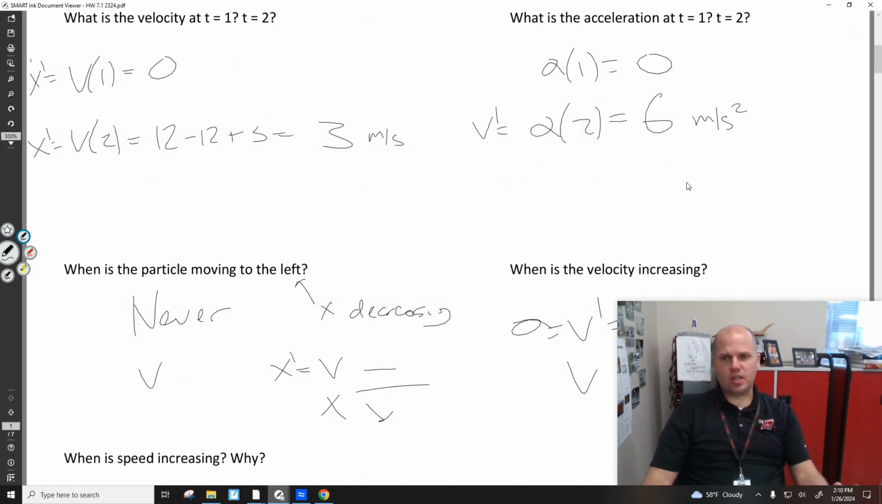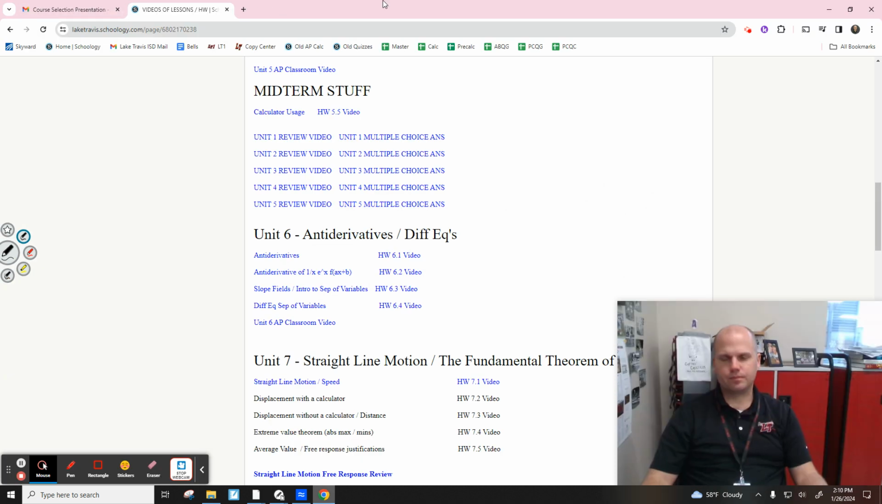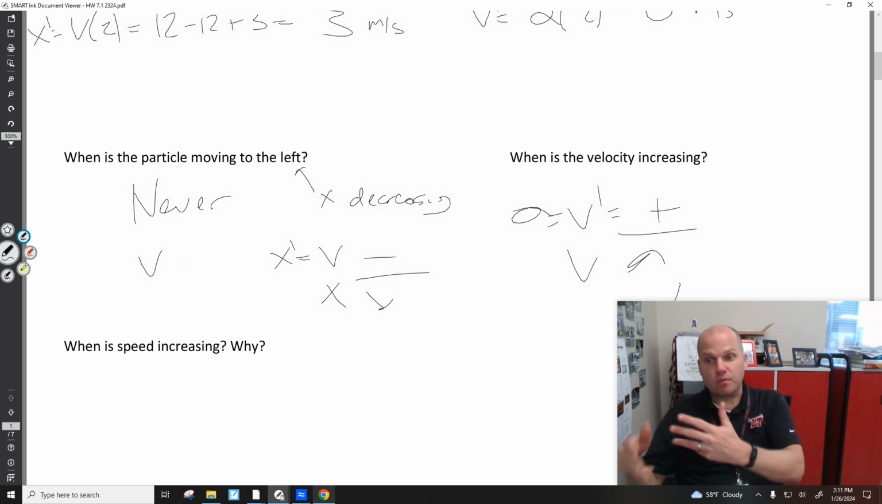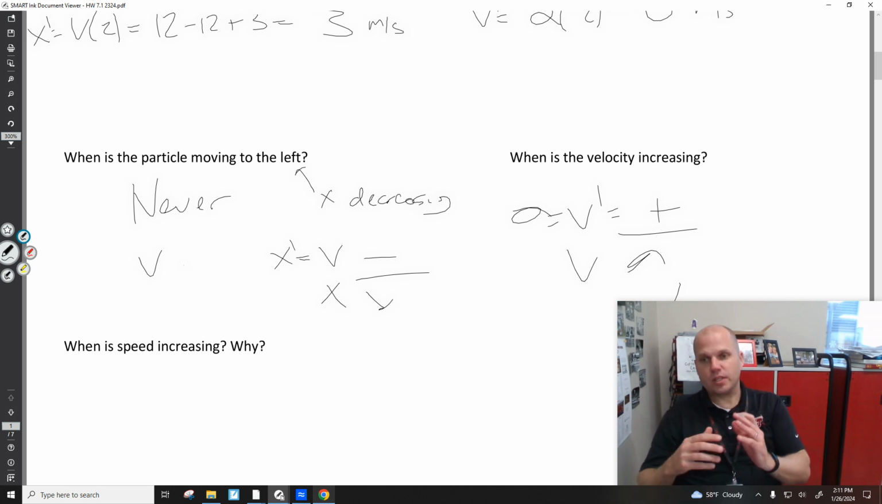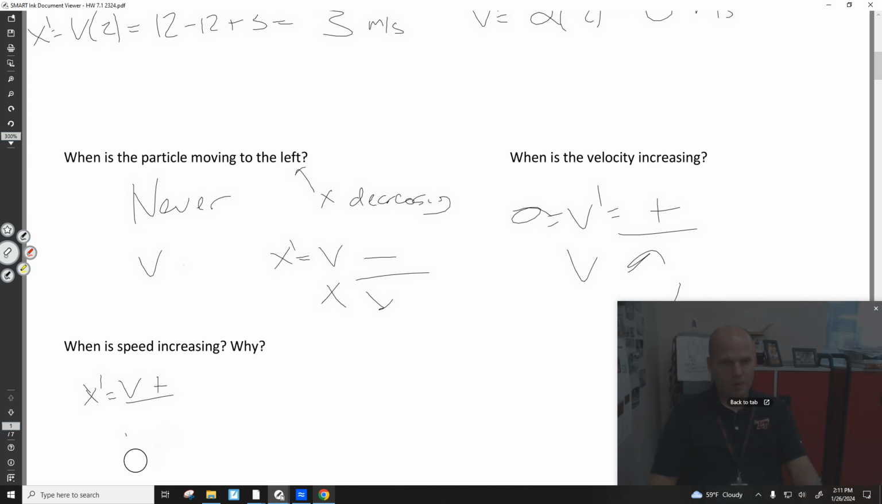When is speed increasing? Now, we talked about this, and it's very tough to see. If your velocity values are getting further away from 0, you're speeding up. Let's think about that. Further away from 0. 1, 2, 3, 4, 5, 6, 7. That's getting further away from 0. I'm speeding up going to the right. My velocity is positive and my velocity is increasing. Okay? That means my first derivative is positive and my second derivative has to be positive.